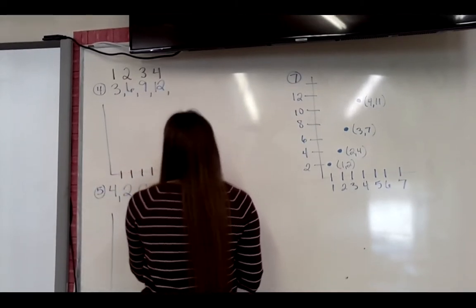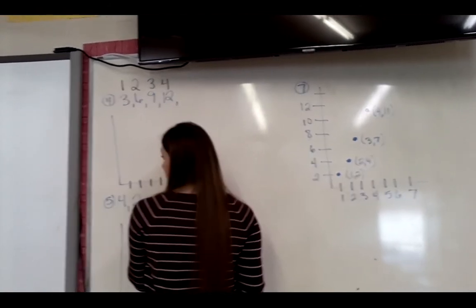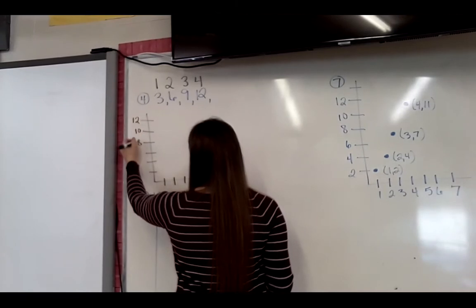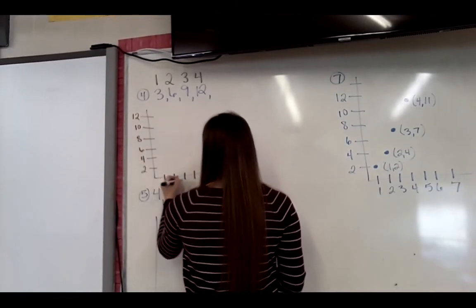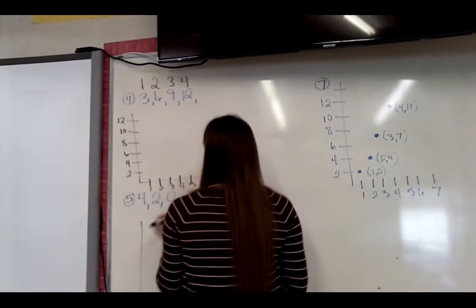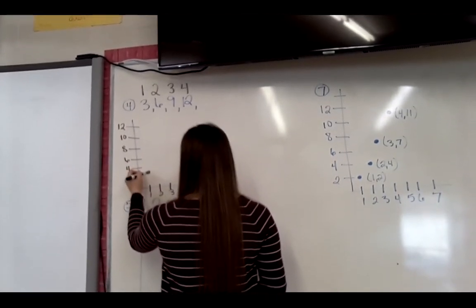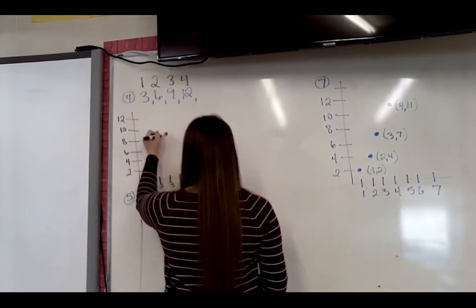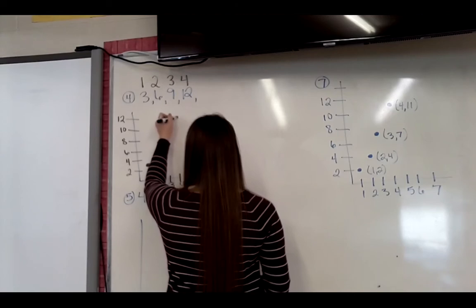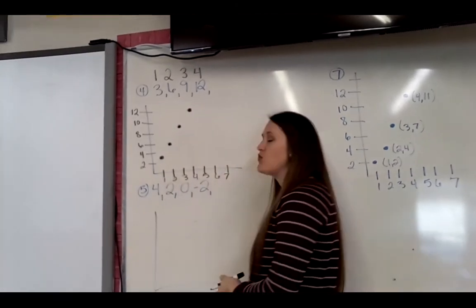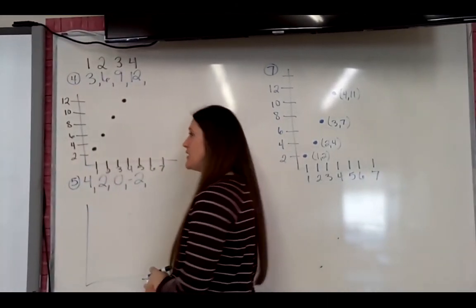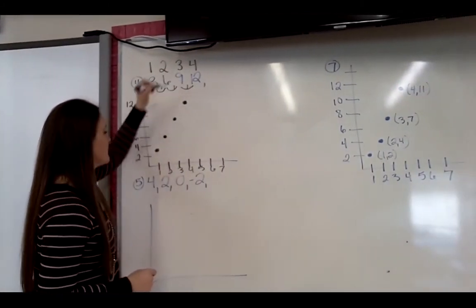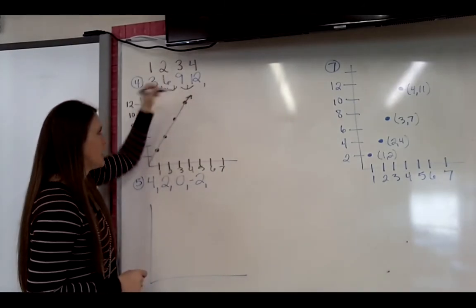So I have my 1, 2, 3, 4 on the bottom. Since it goes up to 12, I'm going to count by twos. So I have the points (1, 3), (2, 6), (3, 9), (4, 12). So it told us to graph it, and then it said, what do you notice? And on that one, if you graphed them correctly, there is a pattern each time. So it is a straight line.